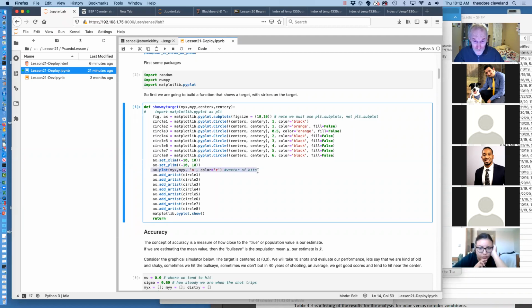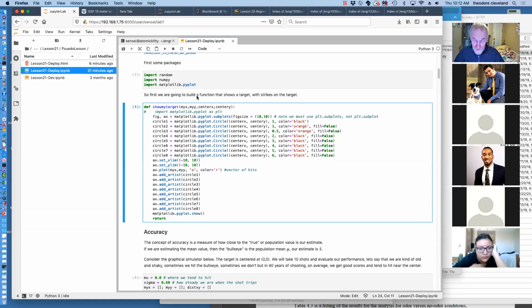We will give the ability to plot the location of any hits that we get on this target. We're going to plot them as red. And then we're going to add all these circles to the plot and finally show the plot.